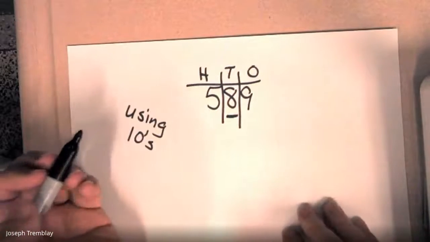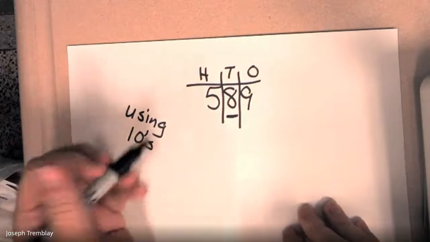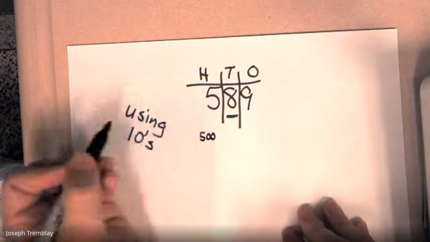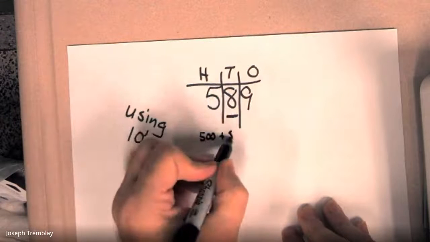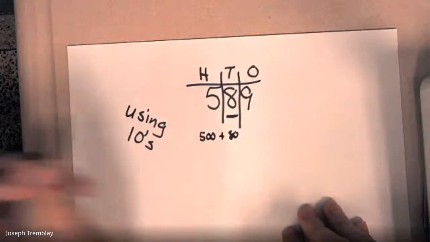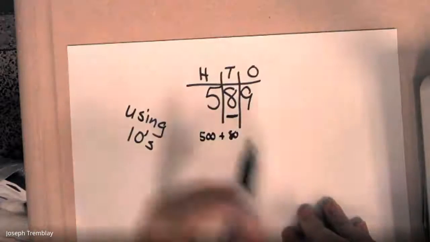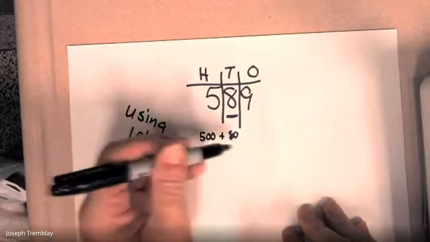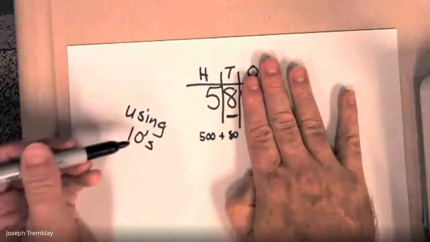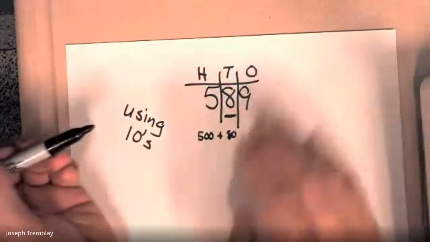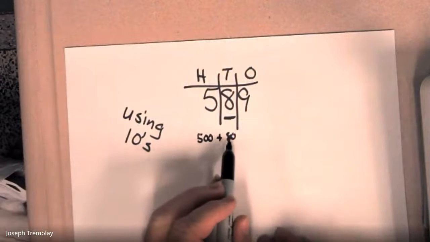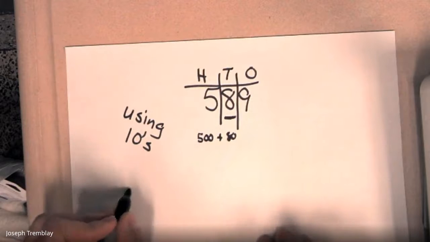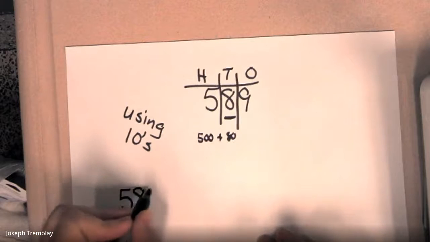The way we can look at this to understand a little better is through expanded form. We take the 5 and turn it to 500. And we're going to add the 8 tens, which is 80. Now, we're not worrying about the 9 because we're using the tens. We're only going to look at the digits in front of what we're using, the tens. We're not worrying about what's after it. So I got 580. And that's my first benchmark.